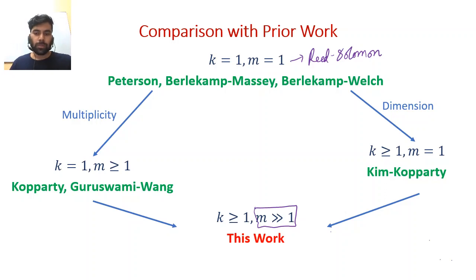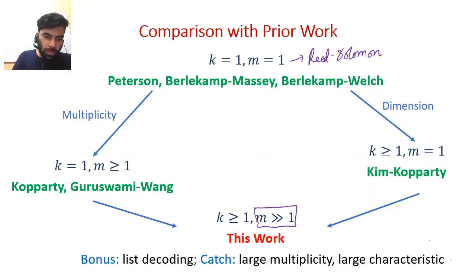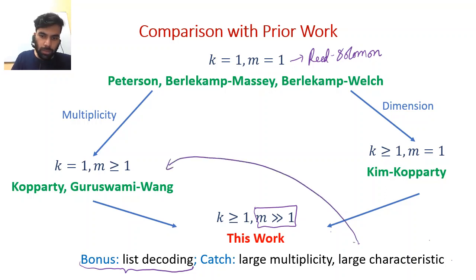This is not a very accurate representation, so please don't take this slide to the bank because there are some catches here. As a bonus first, let me tell you that we get list decoding as well. It's okay if we do not know at the moment what list decoding is, I'll get to it. The catch here is that we can only work with large multiplicities. We are unable to work with multiplicity say 2 or 3. And we can only work when the underlying field that we are working with has large characteristic. So this is a limitation even in the previous works. But we will see when we get to it.